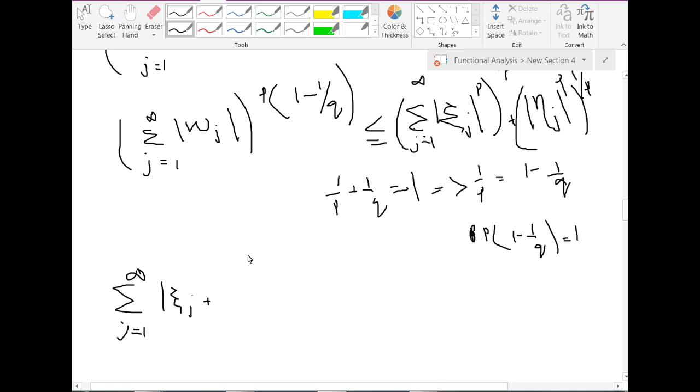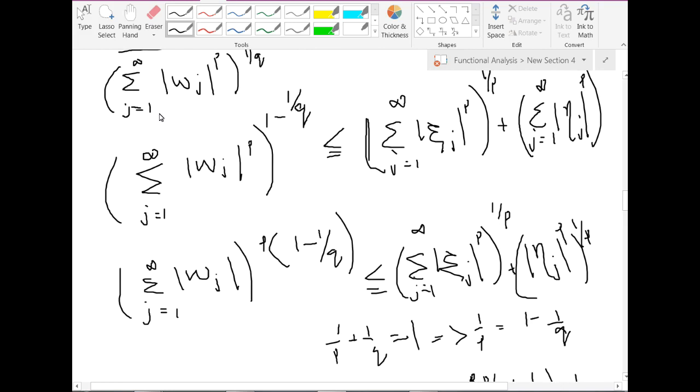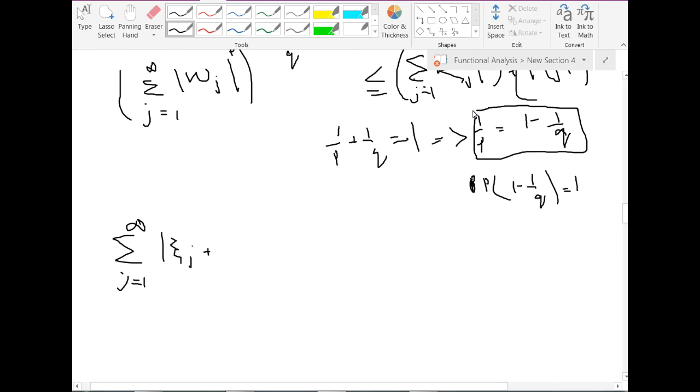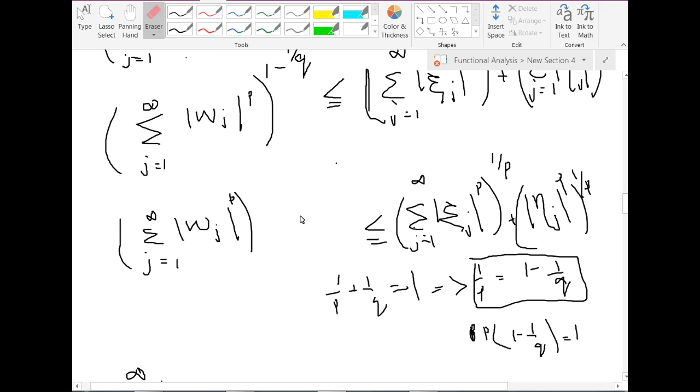p has to be brought back. Sorry, in the previous step I have made a mistake. This power p needs not to be taken outside. P will be written there, and the whole power is 1 minus 1 over q, and from this equation that is highlighted here, 1 over p is equal to 1 minus 1 over q. So 1 minus 1 over q is simply replaced with 1 divided by p.